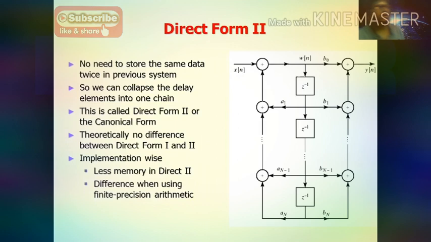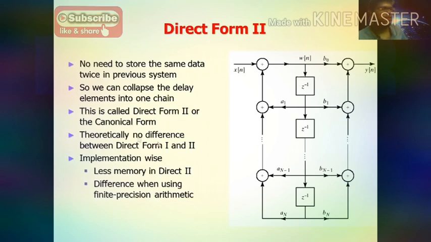So look at this slide. Here in direct form 2, there is no need to store the same data twice as in the previous system. This is the first condition: you don't need to store the same data. So we can collapse the delay elements into one chain. This is called direct form 2, or we may call it canonical form, as opposed to non-canonical form. When the number of delays is equal to the order of the difference equation, that is what we call canonical form.